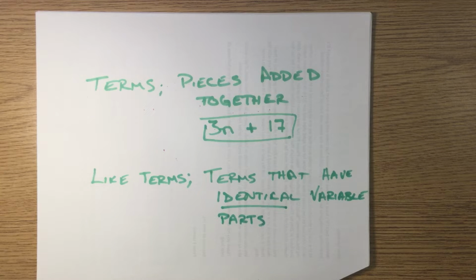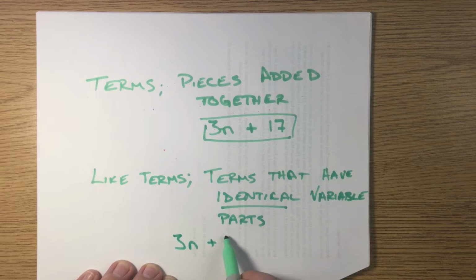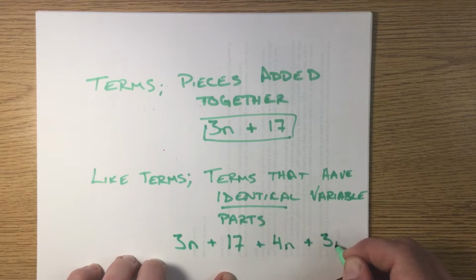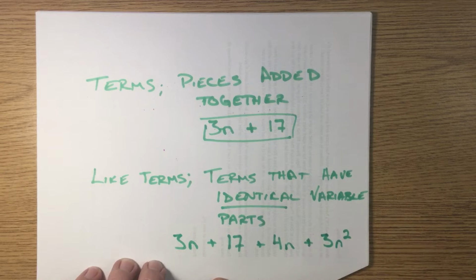Now, we really need to be picky when we say identical variable parts, because sometimes terms might look like like terms, but they're not. I'll show you an example here. I'm going to use my other example and add to it: 3n plus 17 plus 4n plus, and I'm going to throw one more in here, 3n squared.